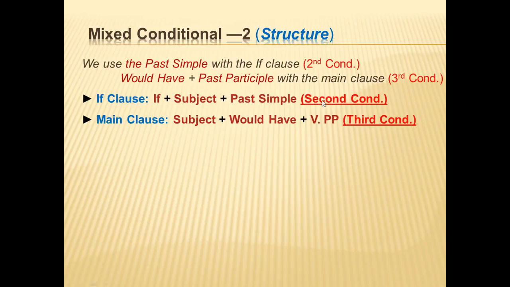We make the second conditional in the if clause, and in the main clause we use the third conditional, and put them together to make one more conditional. We call it mixed conditional two. After the if clause, you have to use a comma plus the main clause in the third conditional.